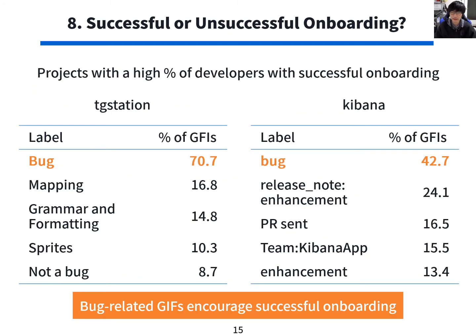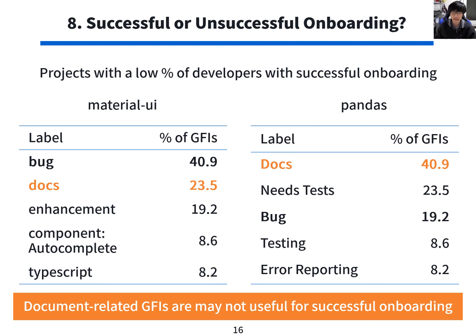Here are the top 5 labels that co-occurred with the GFI labels for the top 2 projects with the percentage of developers who successfully onboarded. These two projects had many GFIs labeled as bugs. Therefore, GFIs related to bugs may suggest that inexperienced developers are encouraged to resolve Rail issues later. On the other hand, in the bottom two projects, there were many labels related to documentation that were not seen before. This indicates that GFIs related to documentation may not be working to motivate inexperienced developers to resolve Rail issues.